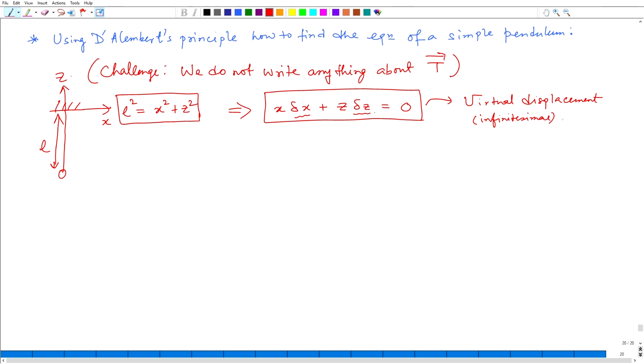Because if the virtual displacement is not consistent with the constraint, then by definition it is not a proper virtual displacement. So, if I do this, then the corresponding differential form associated with the virtual displacements will be simply this. And then D'Alembert's principle gives, so you just have a look.